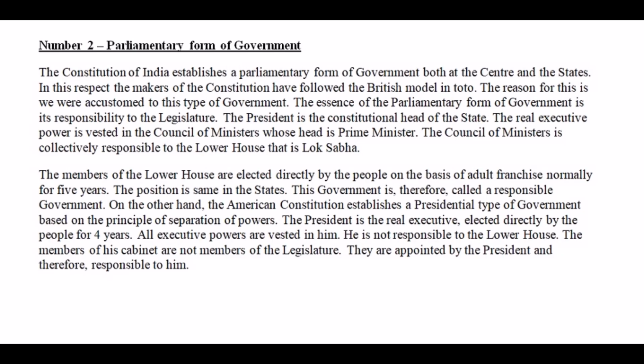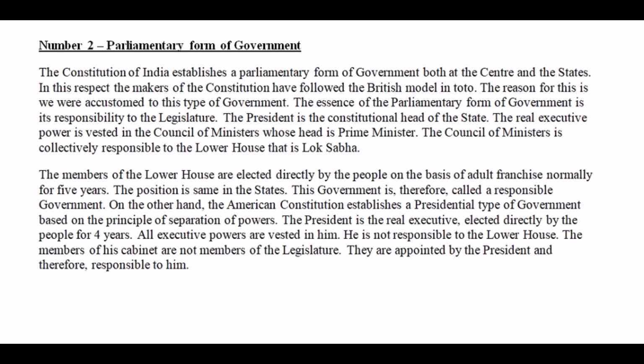Number 2. Parliamentary form of government. The Constitution of India establishes a parliamentary form of government both at the centre and the states. In this respect, the makers of the Constitution have followed the British model in toto. The reason for this is we were accustomed to this type of government. The essence of the parliamentary form of government is its responsibility to the legislature.